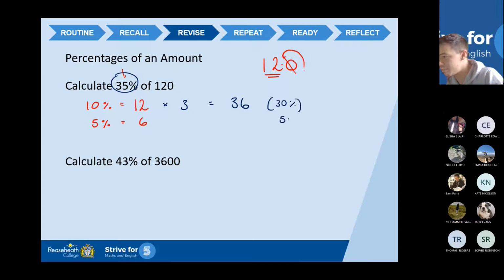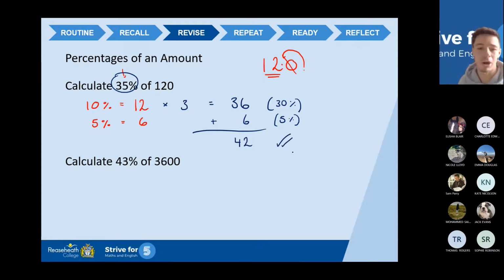I've got my 5% value, which is 6. If I add those two values together, that's going to give me my overall percentage, which is 42. And that would be worth at least 2 marks in an exam. So 42 is what we're after, okay? So create your building blocks, which are here, and then add them up, times them, whatever you need to do to create your final percentage.